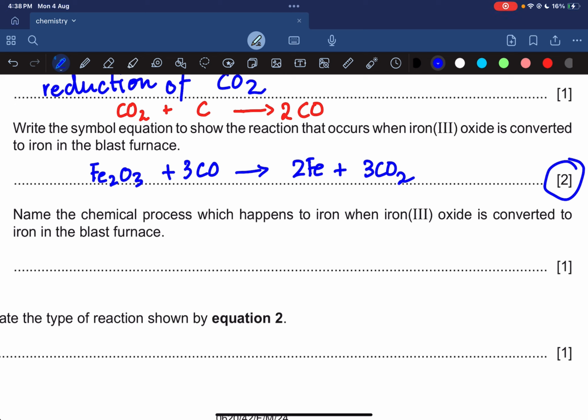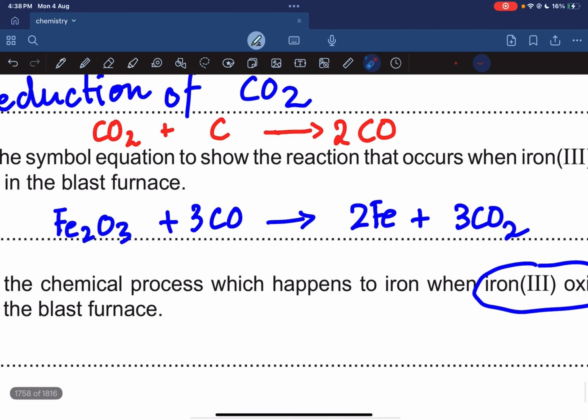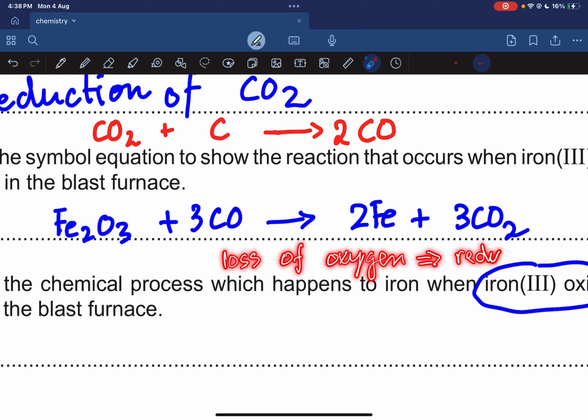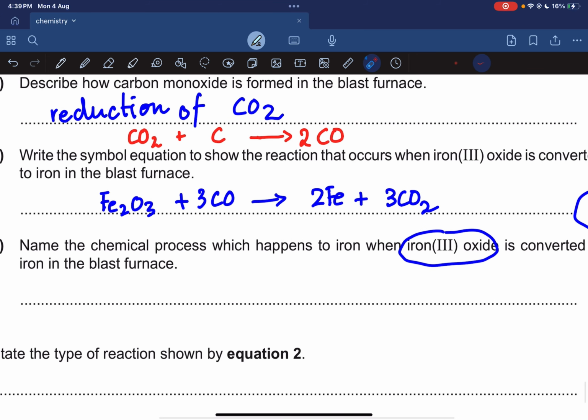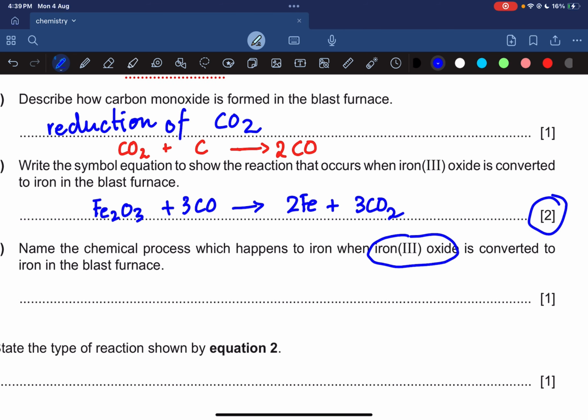Okay, name the chemical process which happens to iron 3 oxide when it is converted to iron in the blast furnace. Now try to understand this over here. Iron had oxygen attached with it, and whenever you have loss of oxygen, it is called reduction. So what's happening to iron 3 oxide? It's being reduced. It had its oxygen, but over here it lost the oxygen. So the chemical process which happens to iron 3 oxide when it is converted to iron in the blast furnace is reduction.